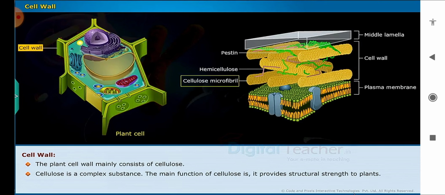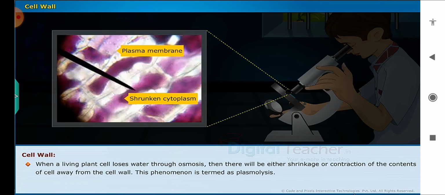Cellulose is a complex substance. The main function of cellulose is to provide structural strength to plants. When a living plant cell loses water through osmosis, there will be shrinkage or contraction of the contents of the cell away from the cell wall. This phenomenon is termed plasmolysis. Let us perform an activity to know more about plasmolysis.